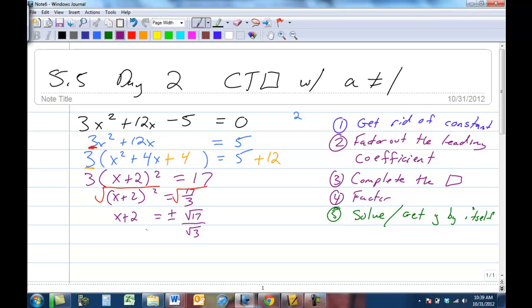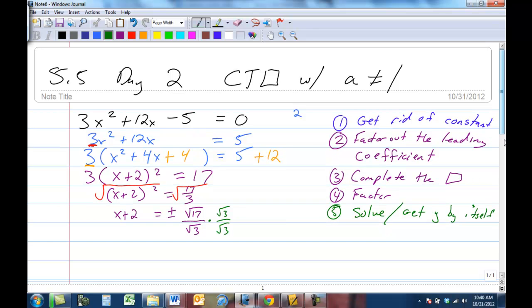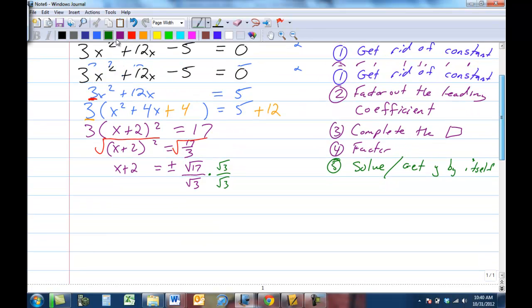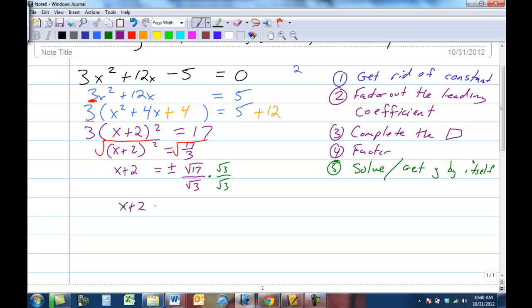All right, now, before I keep going on x, there's something wrong here. We're not supposed to have a radical in the denominator here, right? So we have to rationalize the denominator. We're going to multiply top and bottom by root 3. So now I'm at x plus 2 equals plus or minus root 51 divided by 3. Rationalize the denominator. Then get x by itself. X is negative 2 plus or minus root 51 divided by 3.